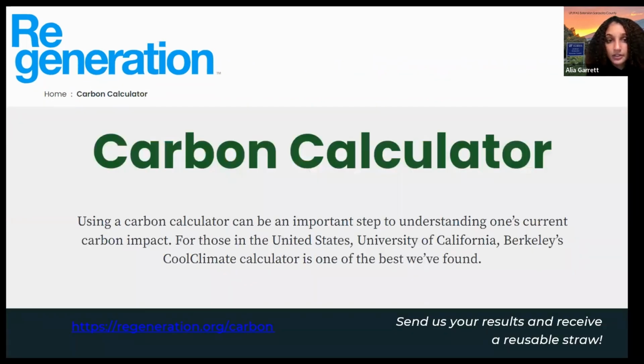Our carbon calculator on regeneration. So using a carbon calculator can be an important step to understanding one's current carbon impact. For those in the United States, the University of California, Berkeley's Cool Climate Calculator is also one of the best we've found. And I just want to say, if you do this carbon calculator or make a punch list, send it to me and we'll get you a little prize, a reusable straw or something.